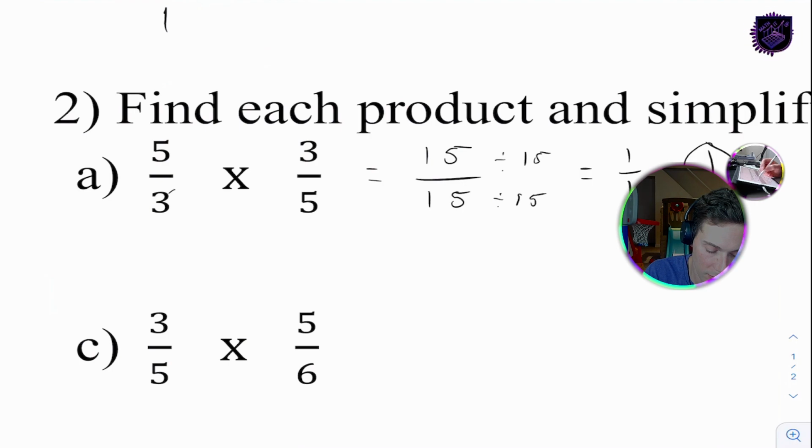We can get there just as fast. 3 and 3 cancel out. 1 and 1. 5 and 5 cancel out. 1 and 1. 1 times 1 is 1. There it is.